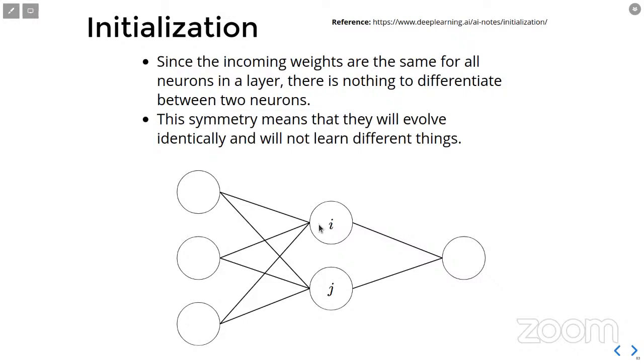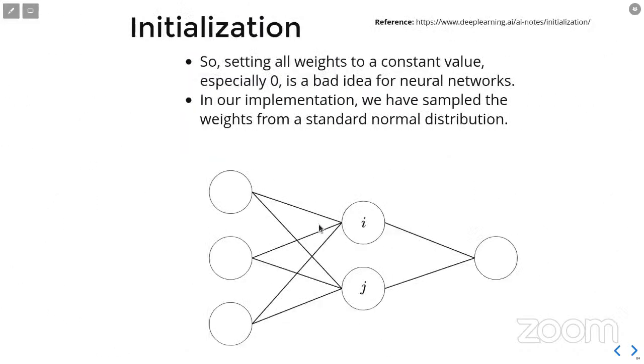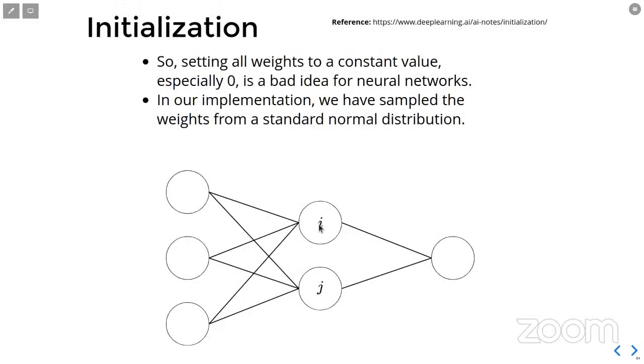But if you have 10 neurons, then it's the same neuron replicated 10 times, and it doesn't make any sense. You need neurons to learn different things. Right. So it's a very bad idea to initialize everything to 0 or a constant. Typically we use some random values. So there is a lot of work in this, right?